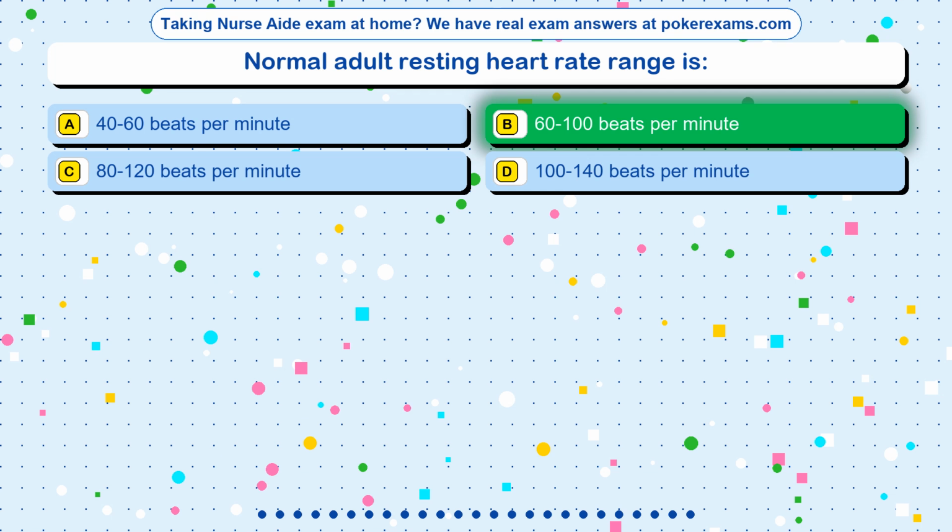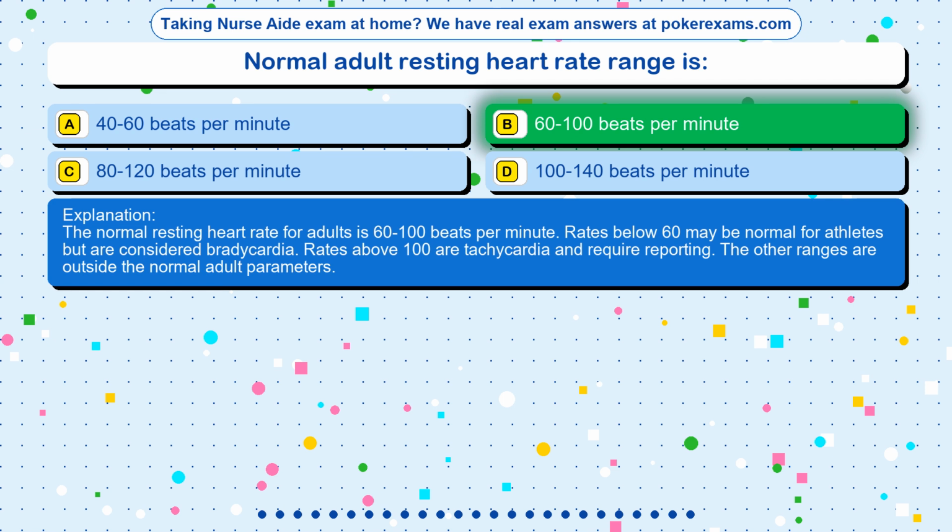The correct answer is option B, 60 to 100 beats per minute. The normal resting heart rate for adults is 60 to 100 beats per minute. Rates below 60 may be normal for athletes but are considered bradycardia. Rates above 100 are tachycardia and require reporting. The other ranges are outside the normal adult parameters.